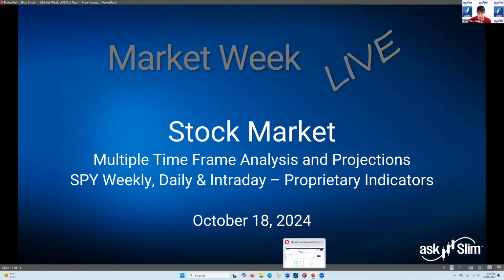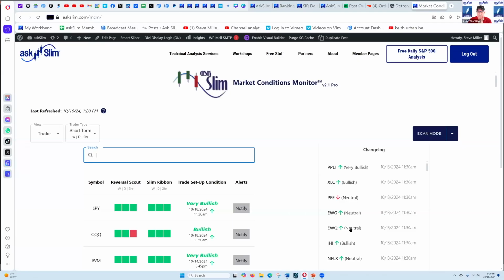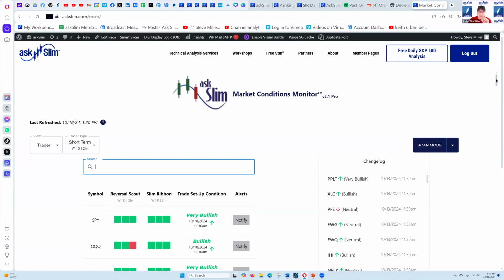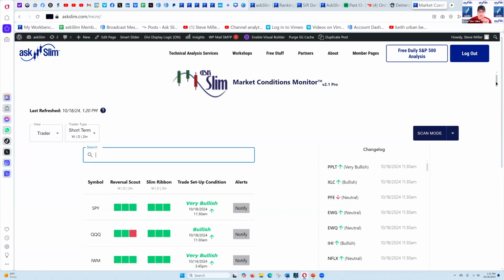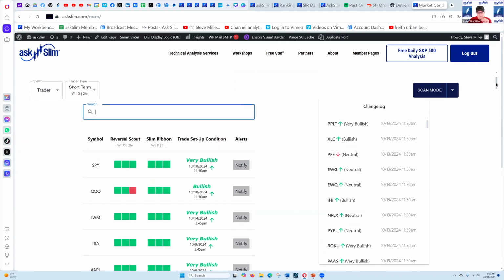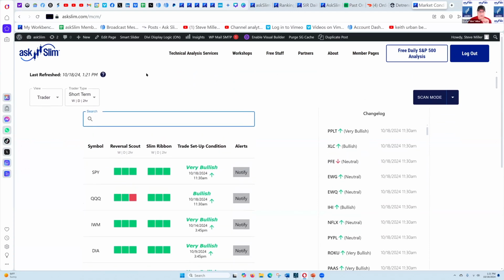So let's first look at this. This is our market conditions monitor. I'm looking at the pro version, and this is really important information as it looks at the algorithms that we have built into it. And I have this set to short term right over here in the trader view. The other view is time frame view.